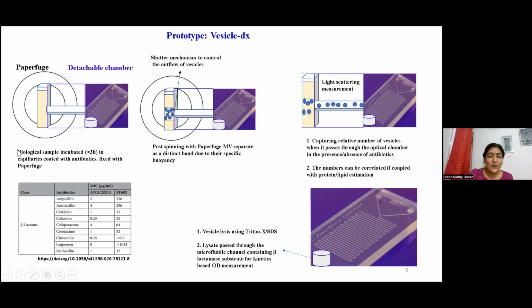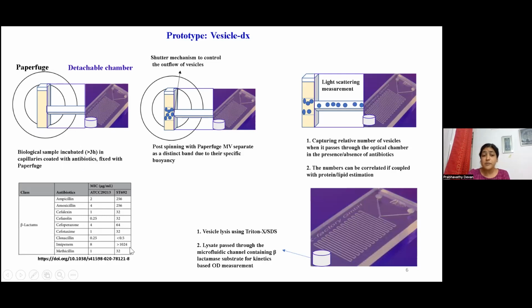Okay, so we have our paperfuge setup where we have these square capillaries, right? And we are able to coat these capillaries with antibiotics of our interest. I've chosen this from a particular reference. It can be adapted or modified very well.